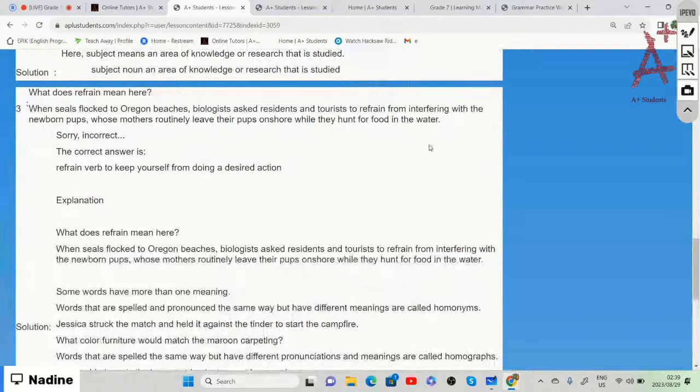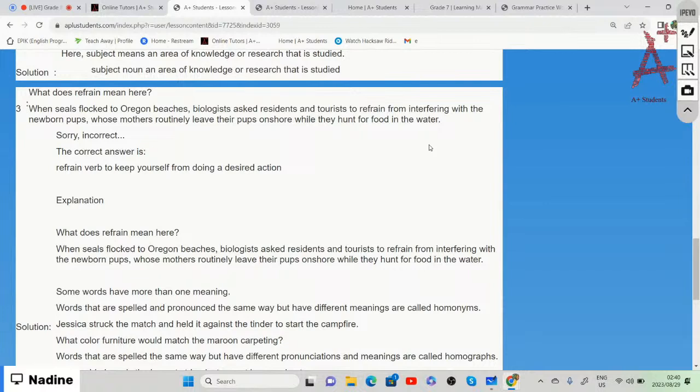What does refrain mean here? All right, it says: when seals flock to Oregon beaches, biologists asked the residents and tourists to refrain from interfering with the newborn pups, whose mothers routinely leave their pups on shore while they hunt for food in the water. In this case, refrain means to keep yourself from doing a desired action. It is refrain from picking that up, refrain from doing that, refrain from even going there.